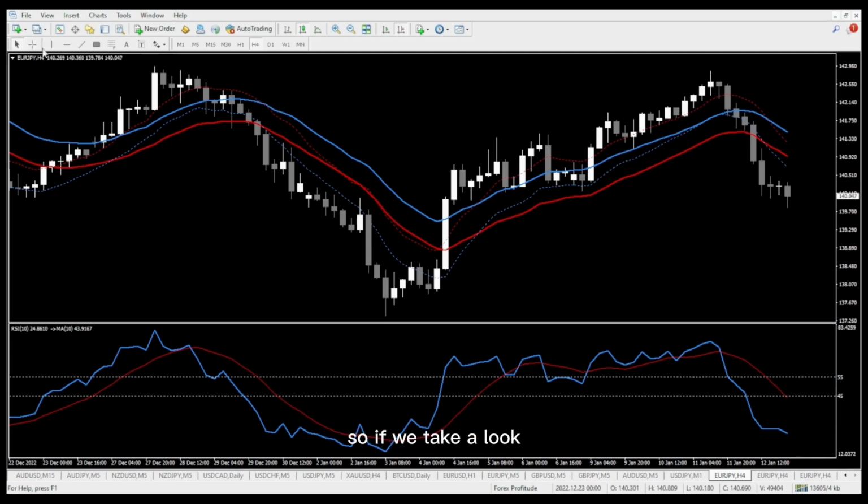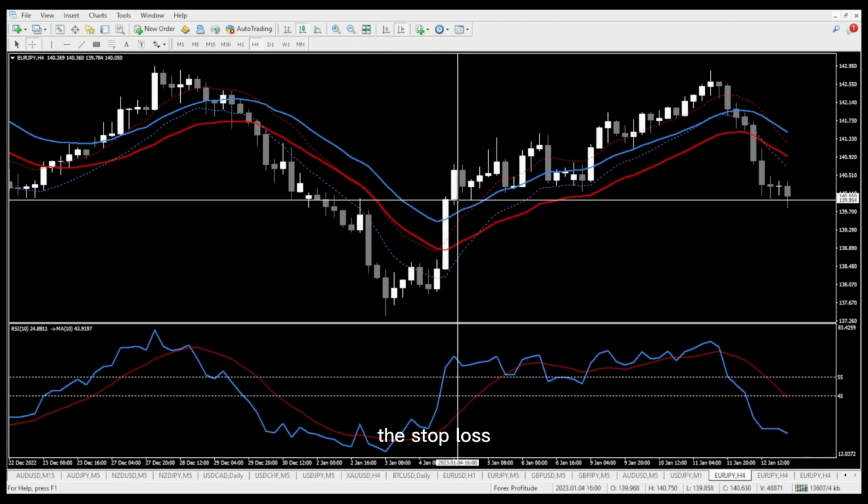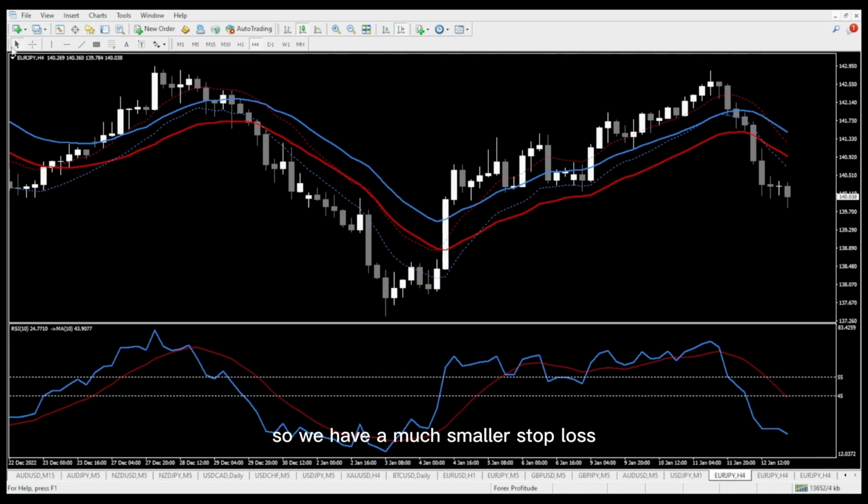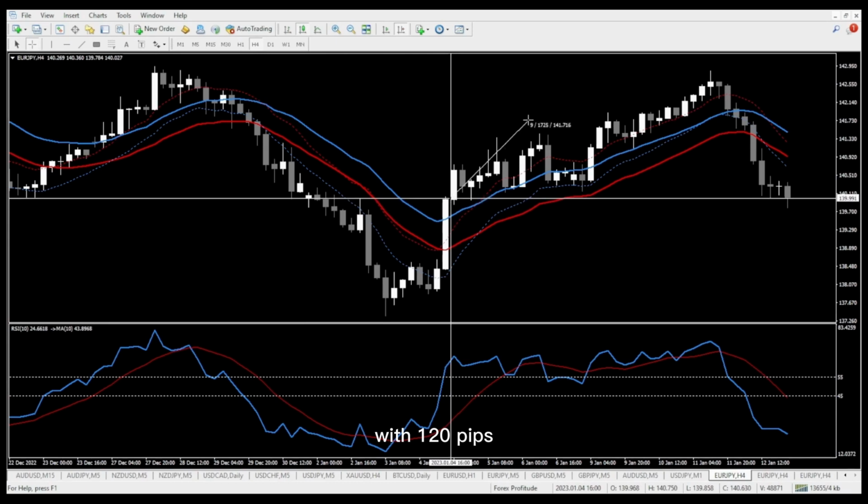So if we take a look at this one, if I had placed the stop loss in the traditional place, which would be underneath this recent swing low, we'd be looking at about a 270 pip stop loss. Now, the market does end up going that far. Just barely, but it does do that. But the market really does have to put an effort in to get there. Now, with the 20 EMA, the stop loss has been reduced to about 120 pips. So we have a much smaller stop loss, meaning that with 120 pips, we are able to get out of that trade successfully much quicker.